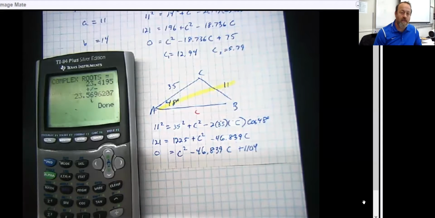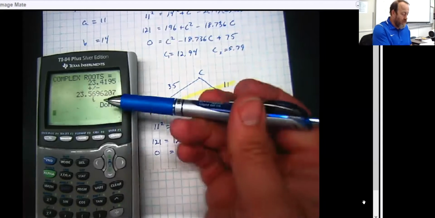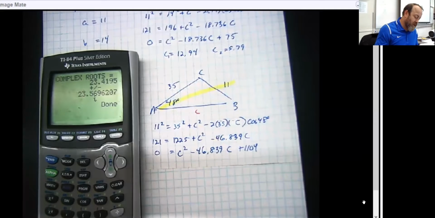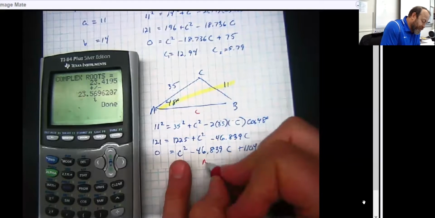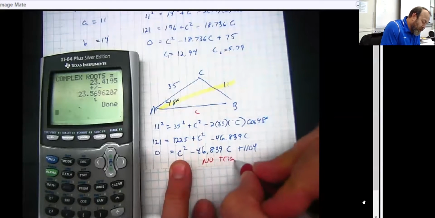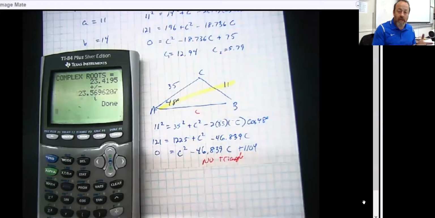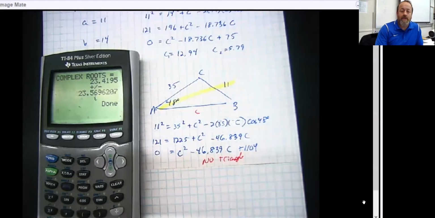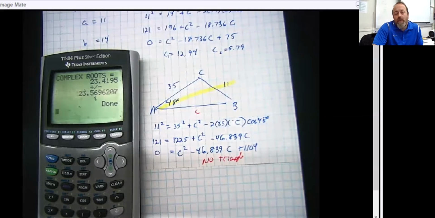My calculator just says, ooh, complex roots. These are imaginary. This is crazy. That's going to tell me there's no such triangle, because if this is a triangle, the triangle has to be real. There can't be imaginary solutions to a real triangle. And so that's showing you the ambiguous case.